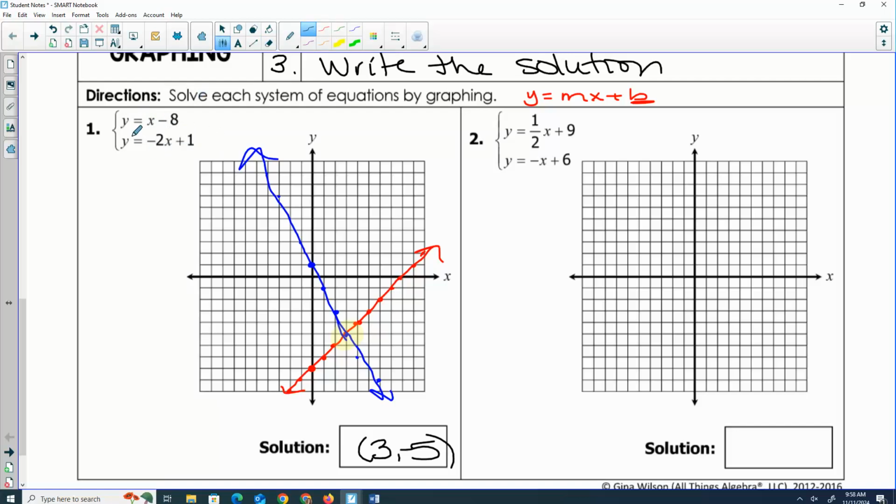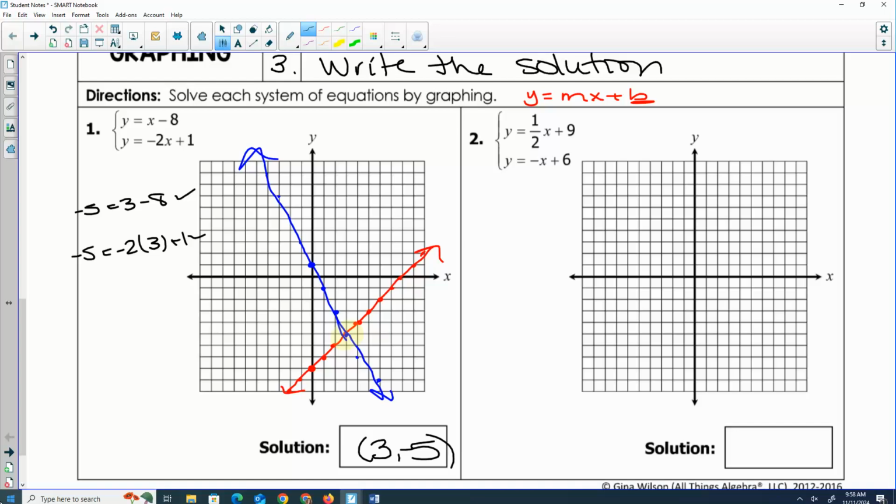We said it makes both equations true. Check. If you go to your equations, you replace your y with -5, your x with 3. Does -5 equal 3 minus 8? Yeah. If I did it in the second one, does -5 equal -2 times 3 plus 1? Yes. So it should make both equations true. So if you're having trouble, maybe on your graph you're having trouble deciding exactly where they meet, or you weren't sure if you did it right, plug them back into both equations and make sure it works.